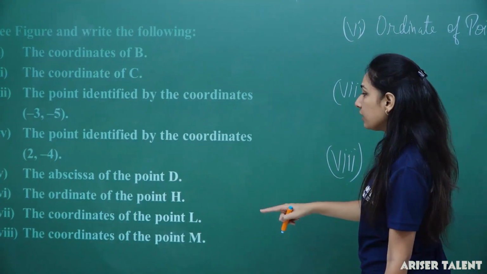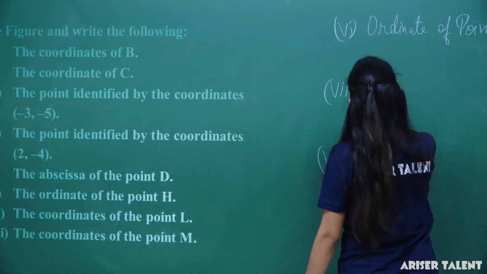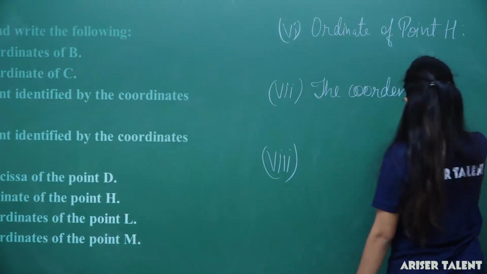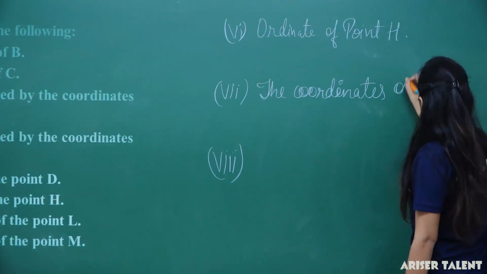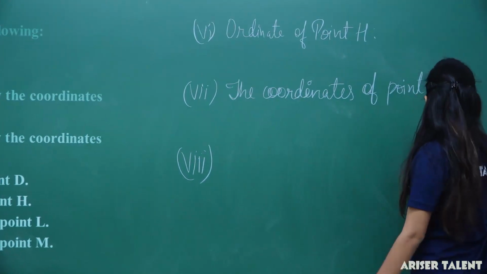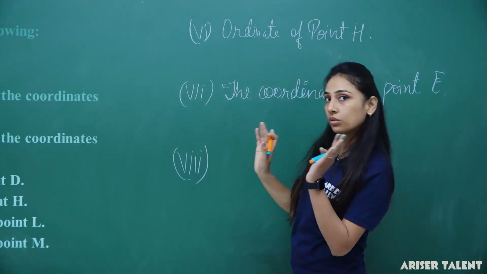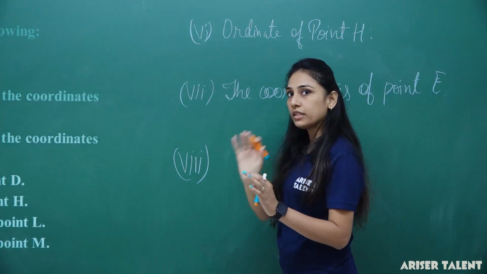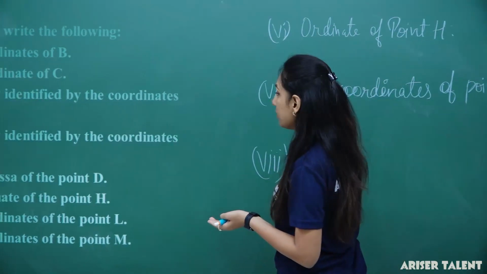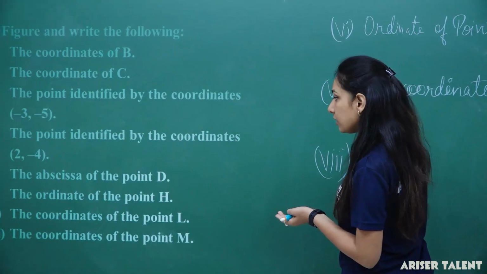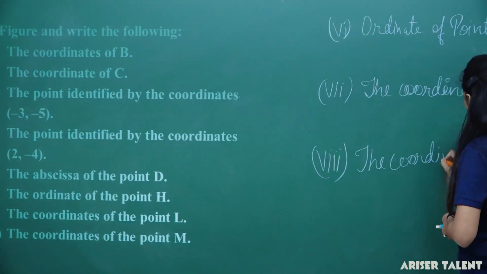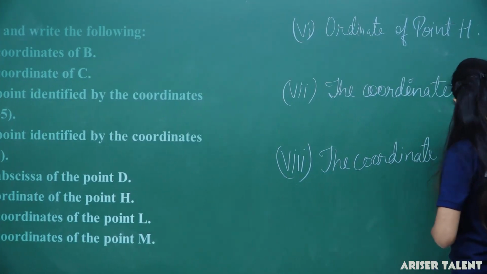Now the 7th one, the coordinates of the point L. Point L. Be with me, student, right? I've told you not to bend. Be straight and with your copy and pen. Okay. Now, this number 8 is the coordinate of point M.